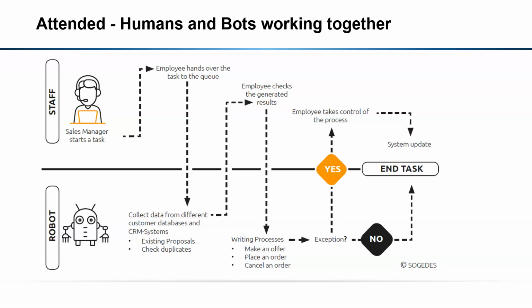And if there are any exceptions, let's say the bot is not able to finalize the task, or there are any errors, then the bot can notify the human employee. And if there are no exceptions, the task is completed. So the workflow is carried out by the employee and bot together to accomplish the process.